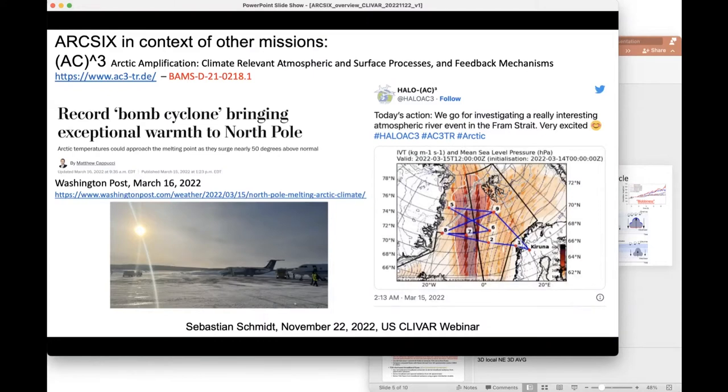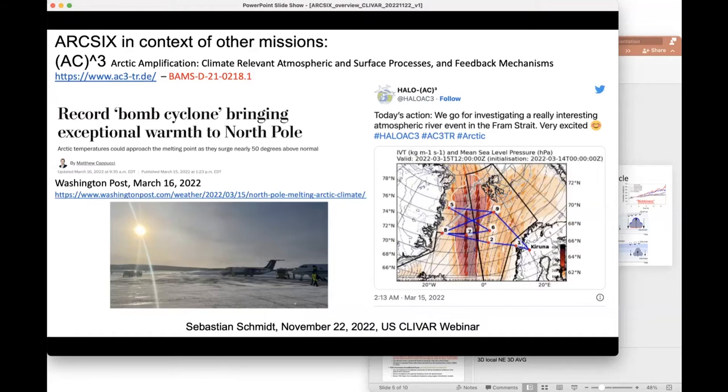I call this the context of ARCSIX. The context of ARCSIX is, of course, to view it in the development of prior missions, and I will show shortly a chart with missions over the past 20 years or so. But what I'm showing here is the most recent event in terms of Arctic remote sensing and in situ sensing. I participated in the spring in a mission based in Kiruna, northern Sweden, developed by my close German colleagues. Manfred Wendisch is the overall PI. It's called AC3, and more so than ARCSIX, it's a climate project. It involves a lot of modeling, and it's geared towards a better understanding of Arctic amplification.